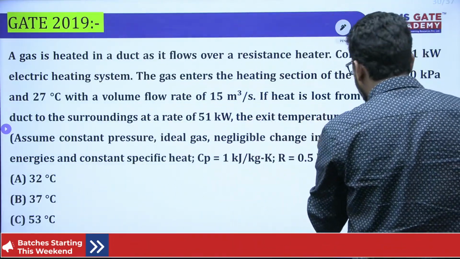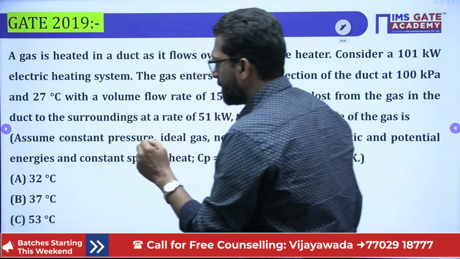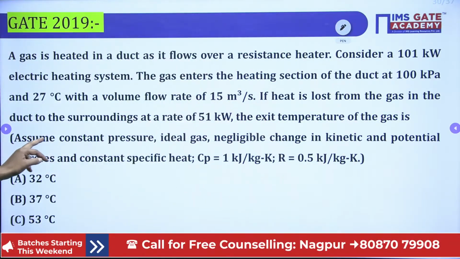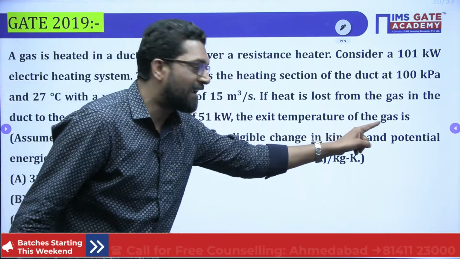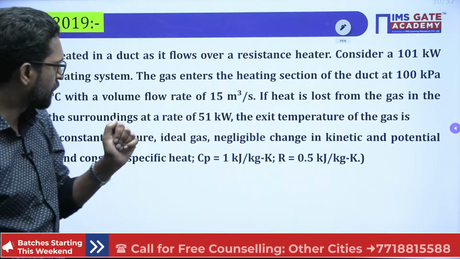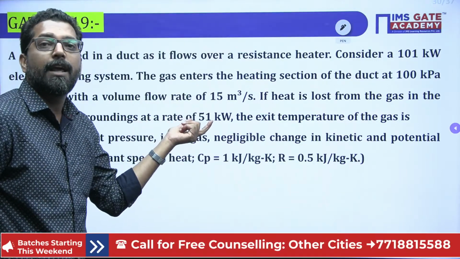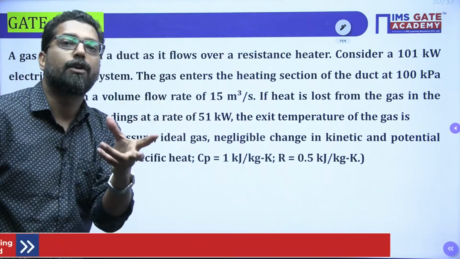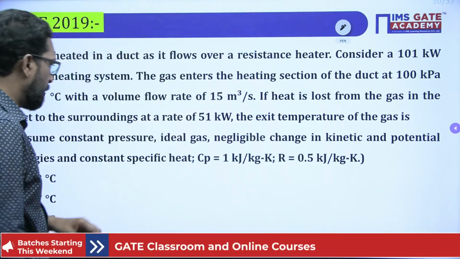The exit temperature of the gas is to be found, right? So you have to find the exit temperature, that means the temperature at the exit section. Okay, in this situation there is a 51 kilowatt heat loss from the control volume system to the surroundings. Okay, no problem at all.